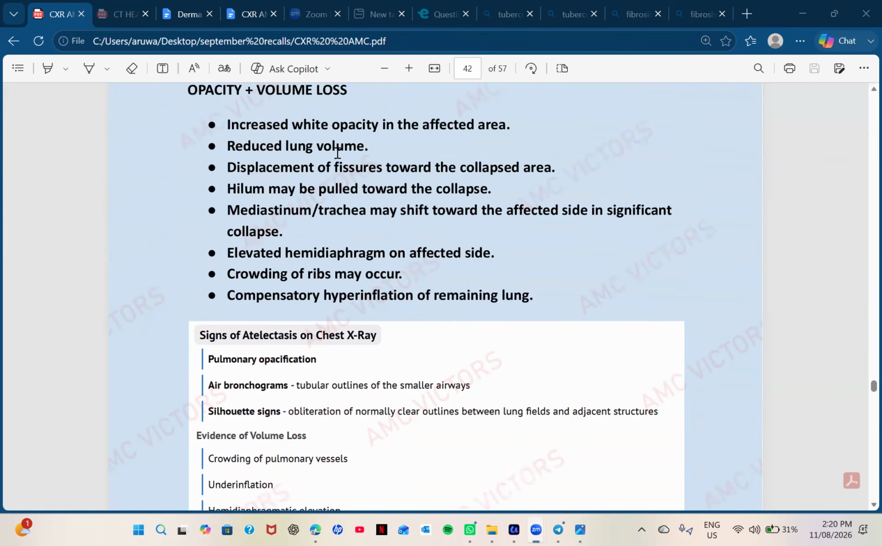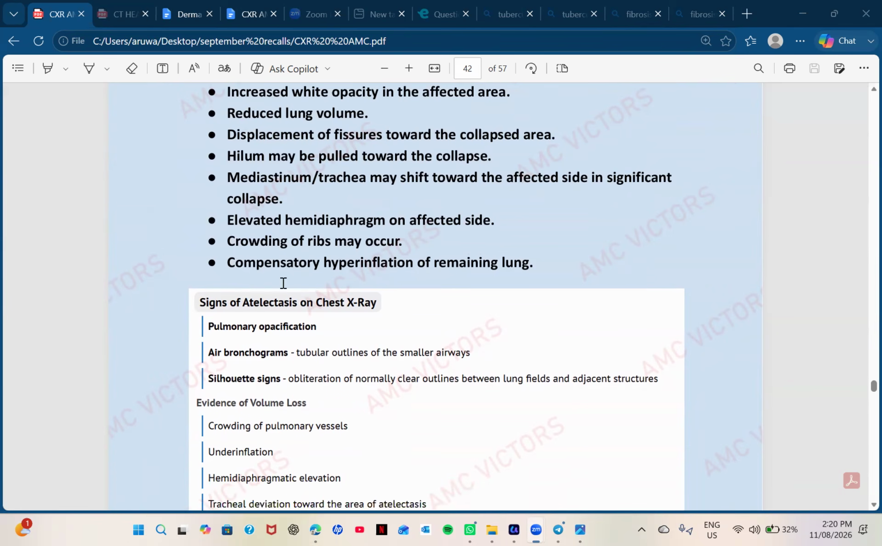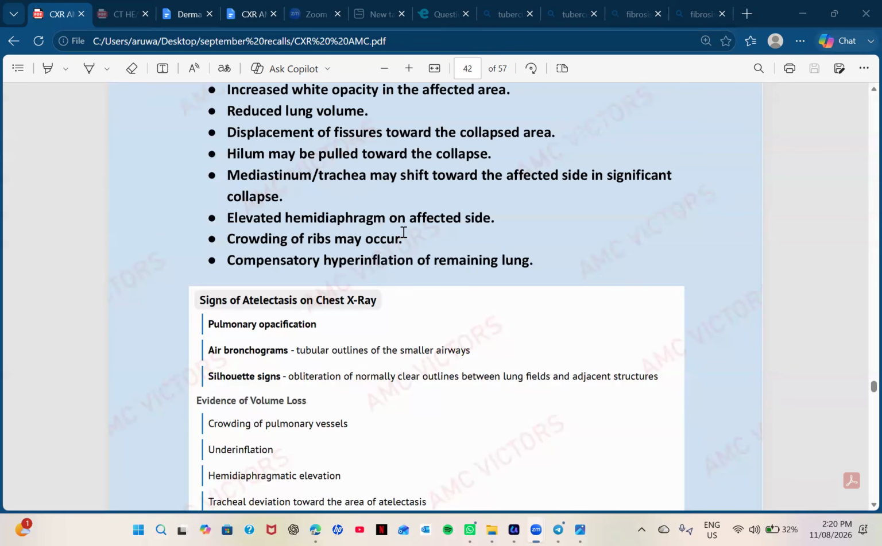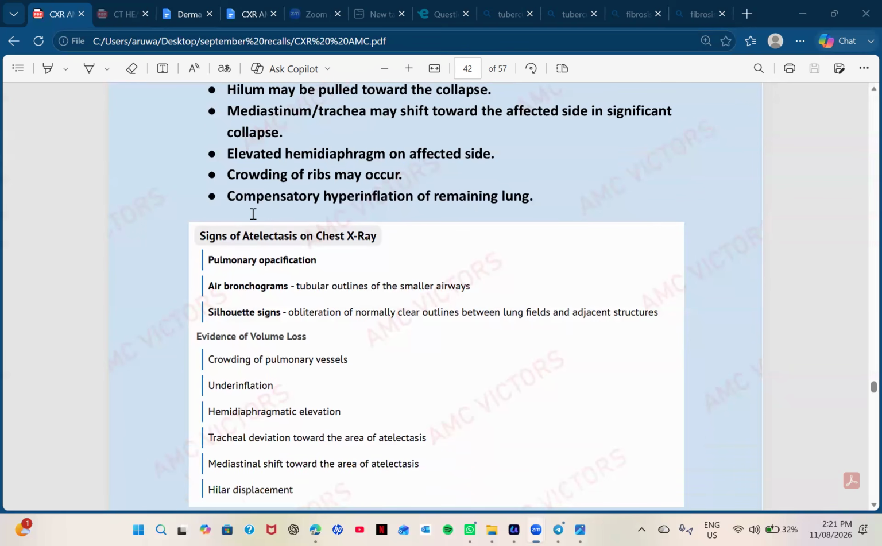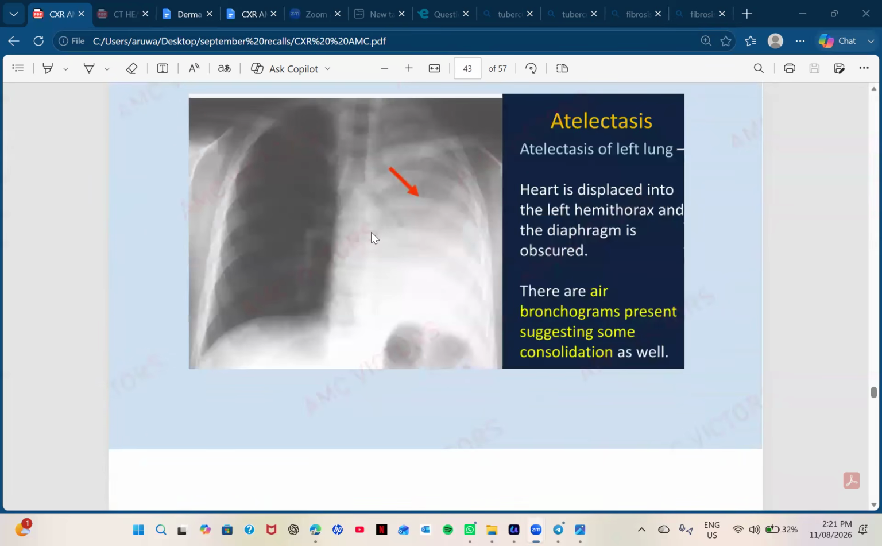Volume loss here increases the white opacity in the affected area and reduces the lung volume, with displacement of fissures towards the collapsed area. The hilum may be pulled towards the collapse, and the mediastinum and trachea may be shifted towards the affected side. Elevated hemidiaphragm on the affected side and crowding of the ribs may occur. Compensatory hyperinflation may remain.